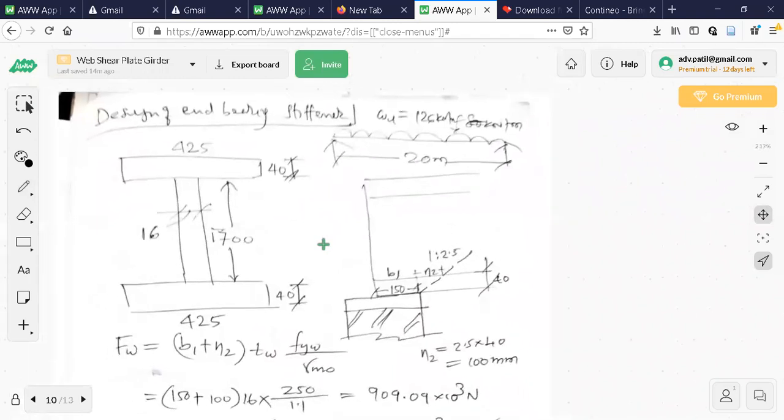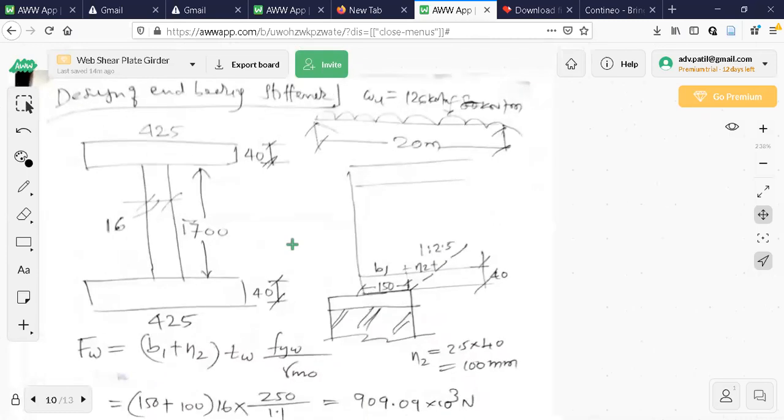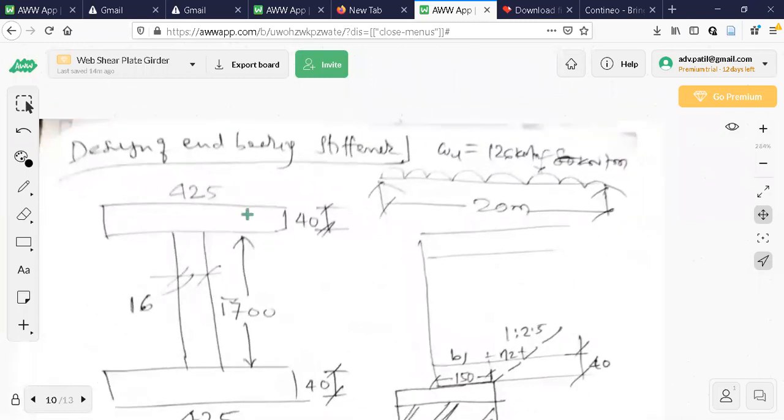The first steps are already done: dimensions are finalized, flanges are checked for moment of resistance, and the web is checked for shear buckling. Everything is done for this problem. Now I have to design a stiffener. Let us look at this particular example: design of end bearing stiffener.